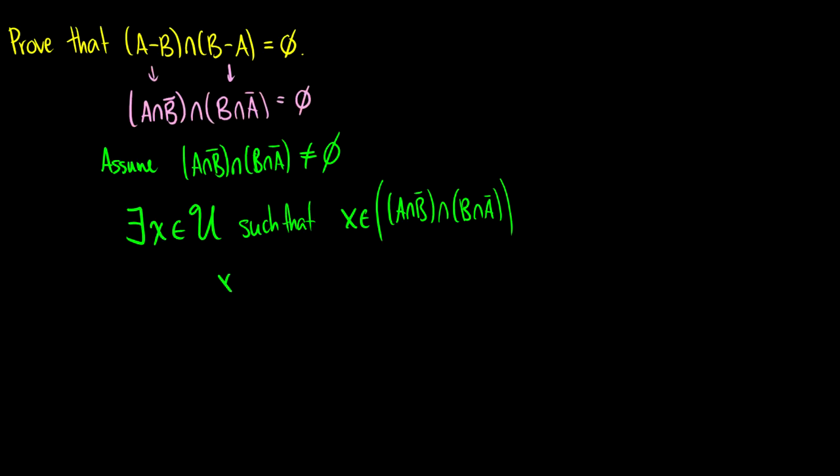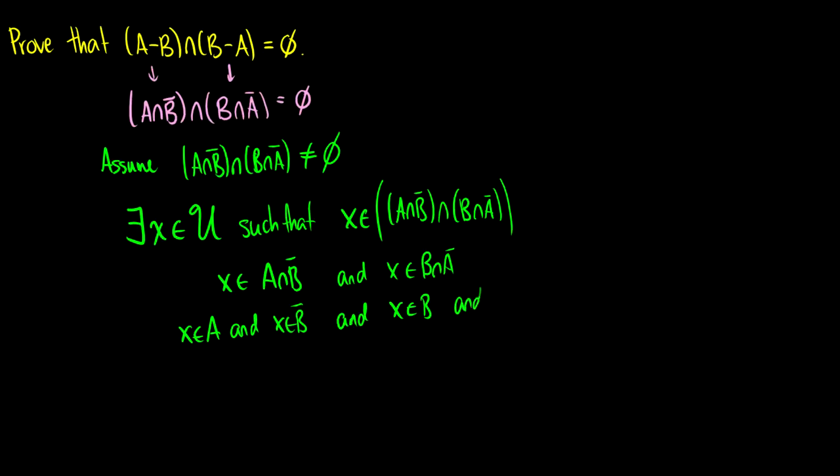Well, this means that X is in A intersection B bar, and X is in B intersection A bar. So we can break these up further. We know that then X is in A, and X is in B bar. So that's the first thing here. And then we expand out the second part. So we know X is in B, and X is in A bar.